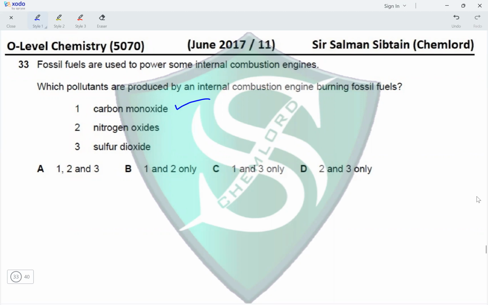Nitrogen oxides? Due to the high temperature of the internal combustion engine, the nitrogen and oxygen in air react with each other, forming nitrogen oxide. And sulfur dioxide, due to the presence of sulfur as a contaminant in fossil fuels, it burns in oxygen producing sulfur dioxide gas. So all three gases are produced, making option A the correct option for this question.